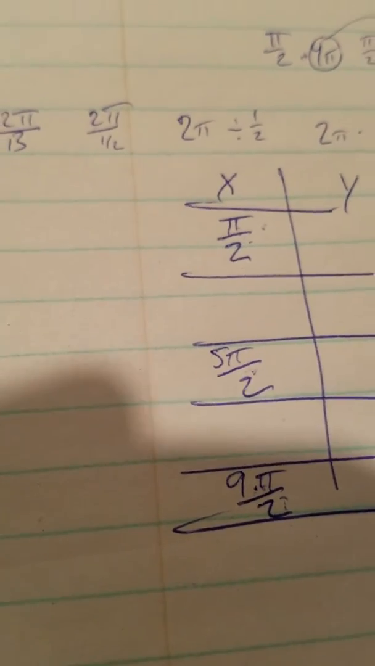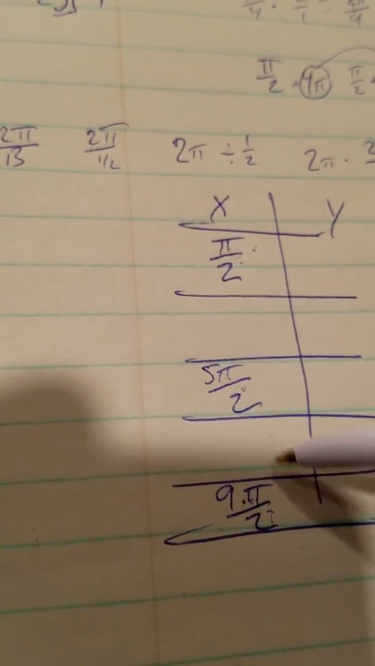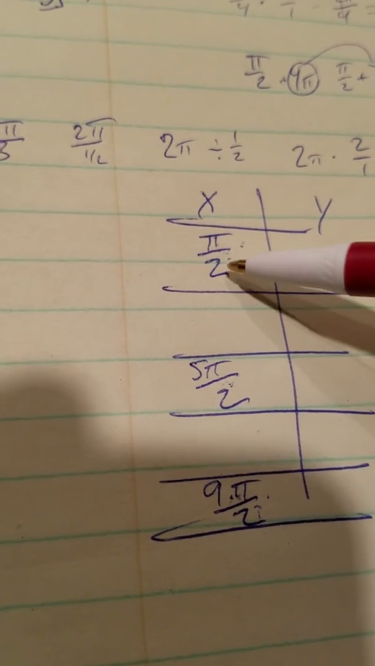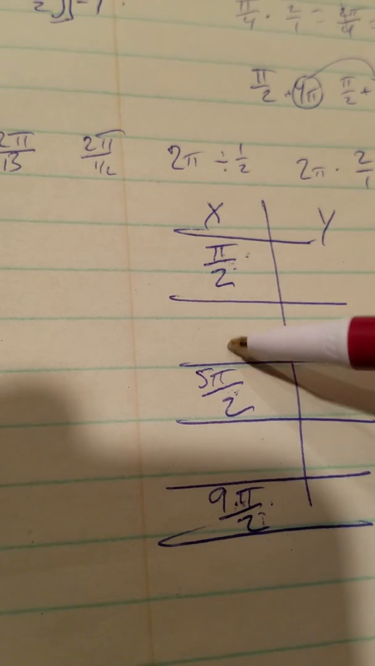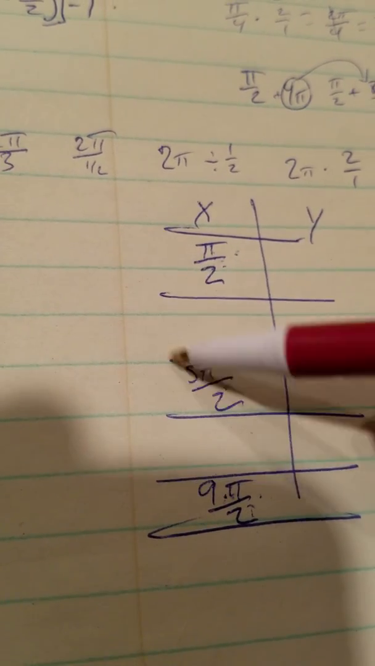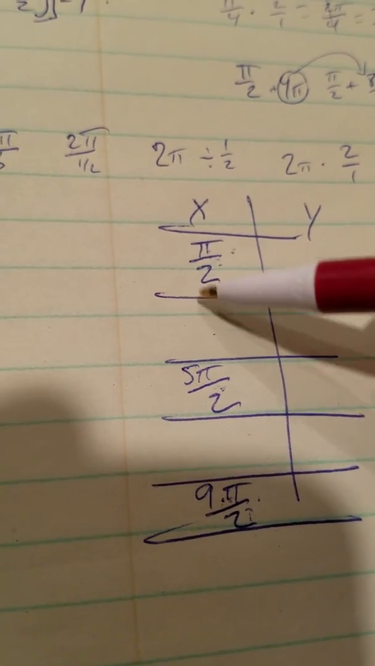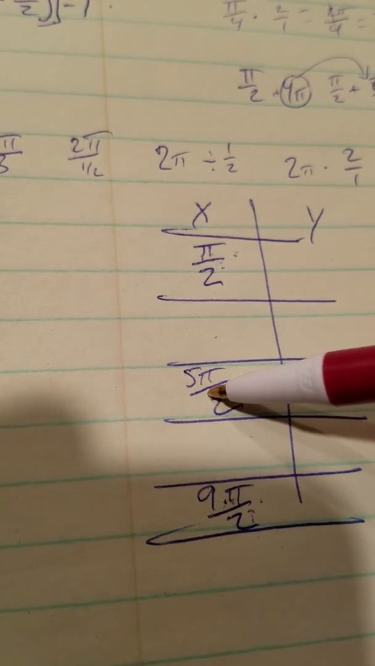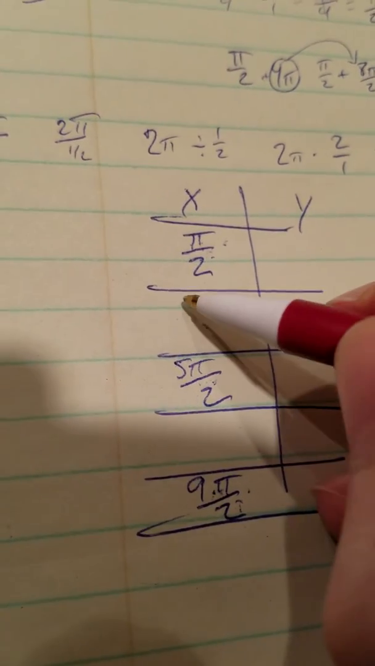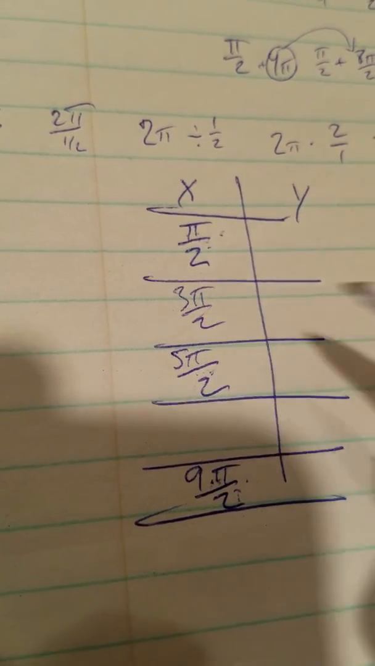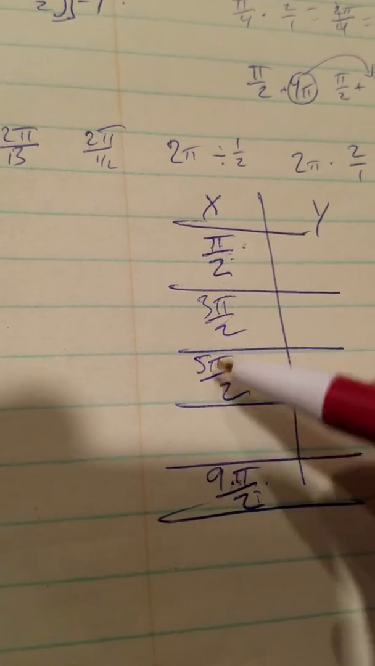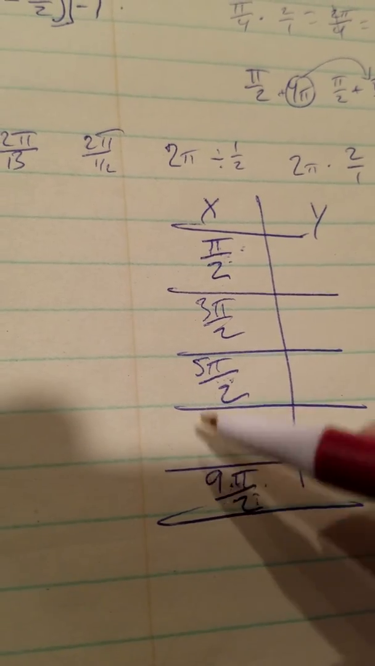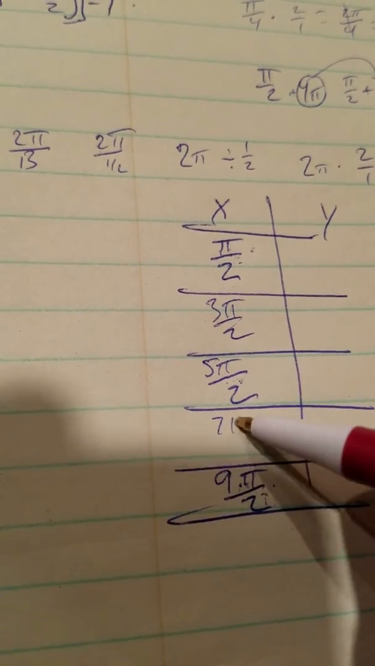Okay, cool. Now I have the first, the middle, and the last. Well, halfway between the starting point and the middle is another average. So if I take the average of these two, I'll get this point. So pi over 2 plus 5 pi over 2 is 6 pi over 2. Half of that is 3 pi over 2. Same thing here. This point is the average of these two. So when I add them, I'll get 14 pi over 2. Half of that is 7 pi over 2.